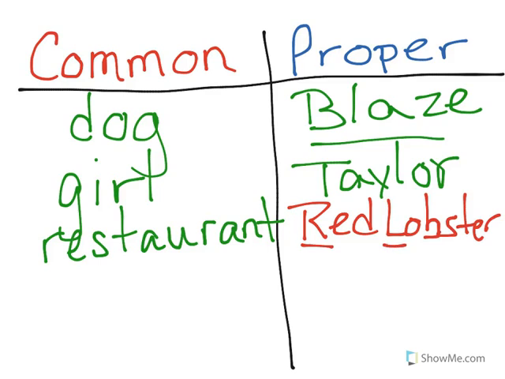You are going to now work on identifying common and proper nouns in a sentence. If the noun is common, you will check common. If it is proper, you will check proper. The noun you will be looking at will be underlined.